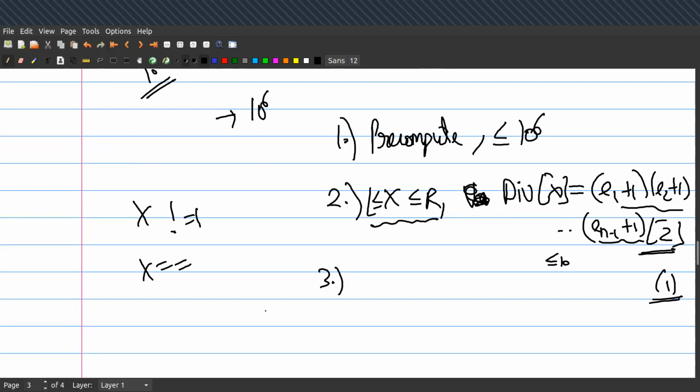Anybody having any doubt here? I will also show the code. You will get a better understanding after that. Till now, if anybody has any doubt, you can ask.